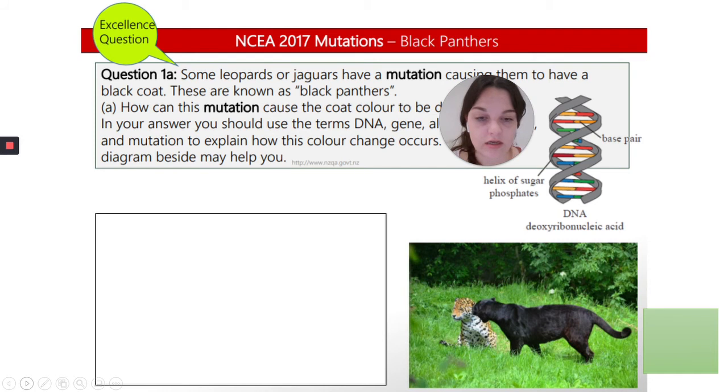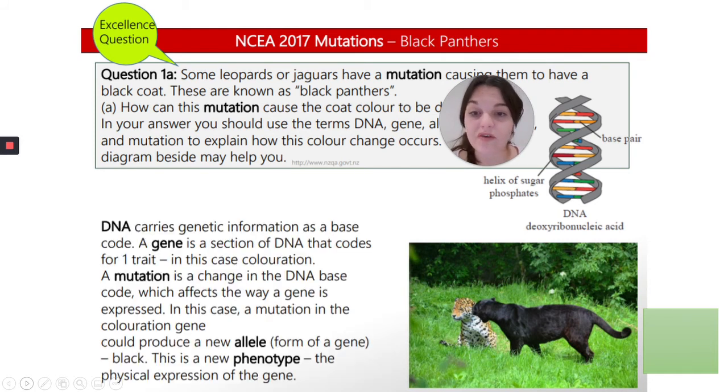Okay, so obviously starting with defining them. DNA carries genetic information as a base code. Important. A gene is a section of DNA that codes for one trait, for example, fur colour. You have to refer to the example. Mutation is changing the DNA base sequence, which affects the way the gene is expressed. In this case, a mutation in the coloration gene produced the new allele, which is an alternative form of a gene. In this case, that new allele is black fur. This leads to a new phenotype, which is the physical expression of the gene.